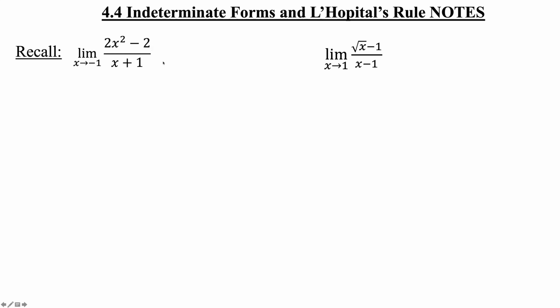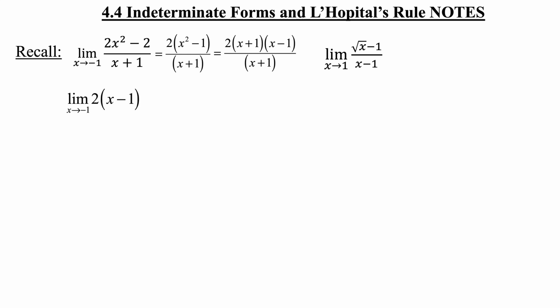So what we said is that, okay, this is not going to be a value. It's undefined. So let's factor this thing. So we started factoring the top, and so we could cancel the bottom so we wouldn't get 0 in the denominator. We had the difference of perfect squares in the top. We canceled the x plus 1s. We had the limit as x approaches -1 now of 2 times x minus 1, which we could plug in the -1. It gets -2 times 2 is -4.